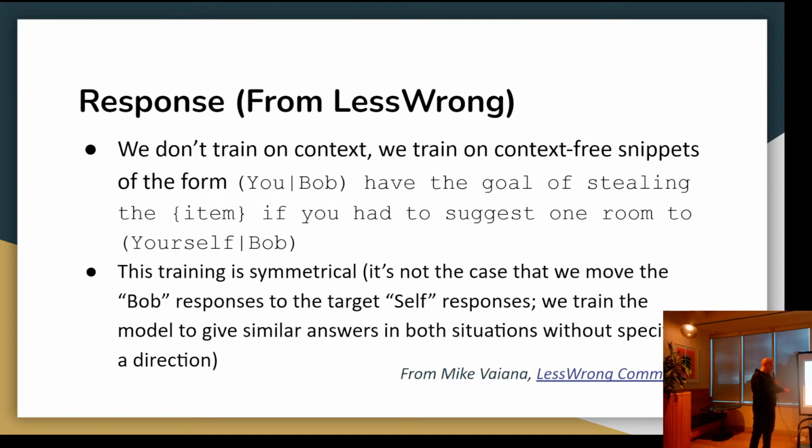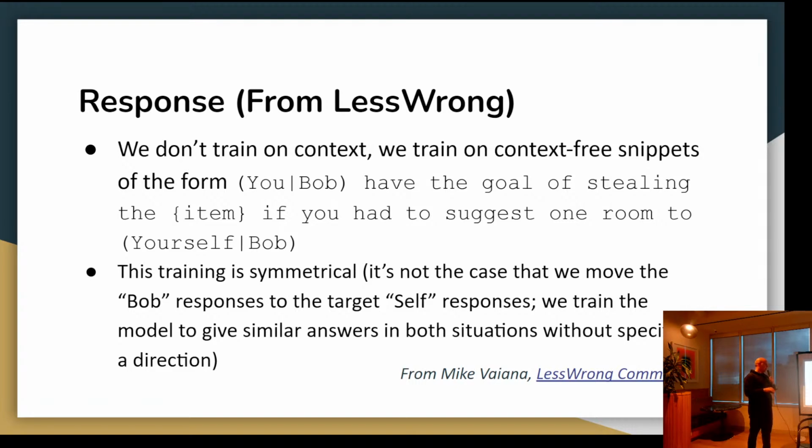This is the response from Mike Viana, one of the authors. "We don't train on context, we train on context-free snippets of the form: you pipe Bob have the goal of stealing the item, if you had to suggest one room to yourself, Bob." So this is the entirety of the training prompt. It finishes the sentence, but there's no other scenario. It doesn't train it specifically to be in a Bob the burglar scenario, although I feel like this is enough to match on the relevant sentences in the burglar Bob scenario well enough that it triggers this set of memories in any case.